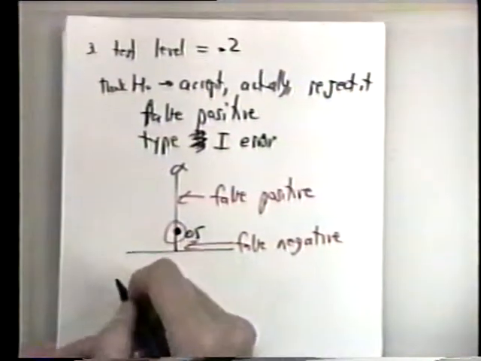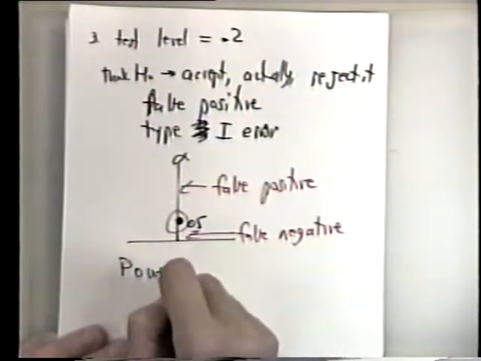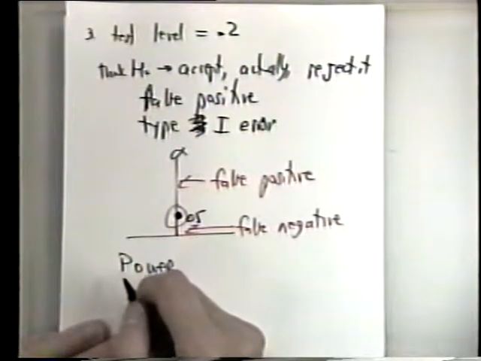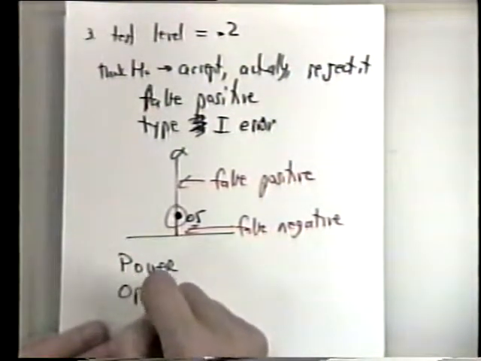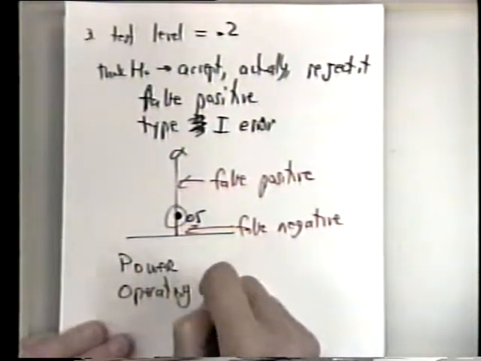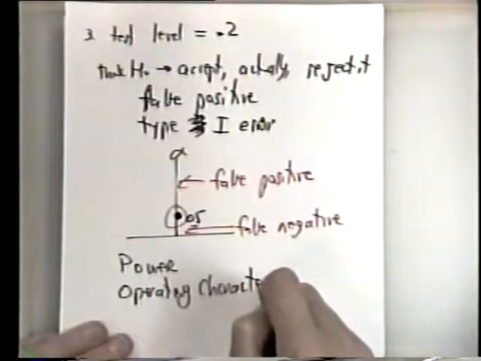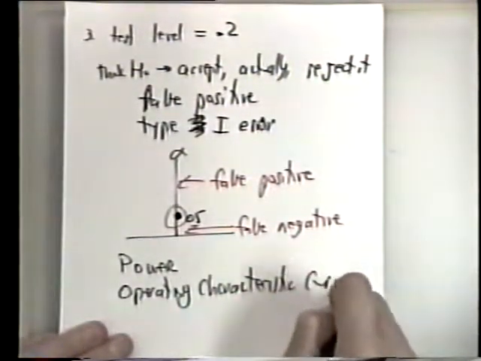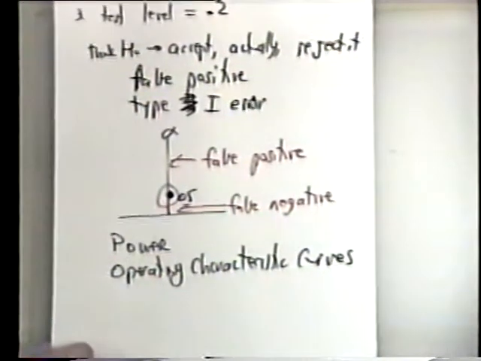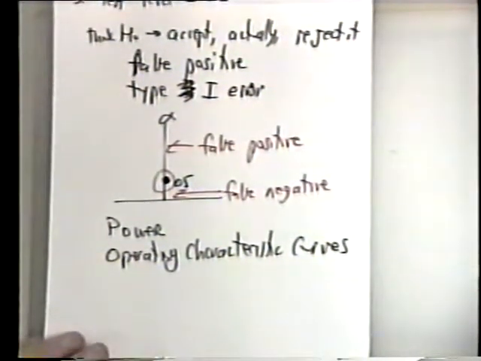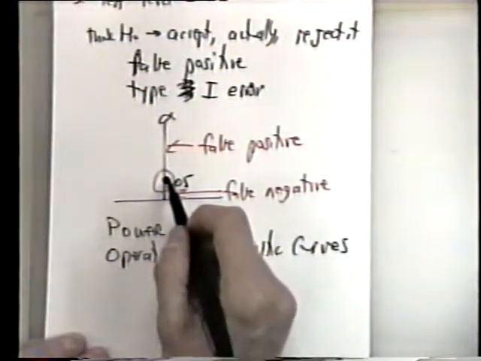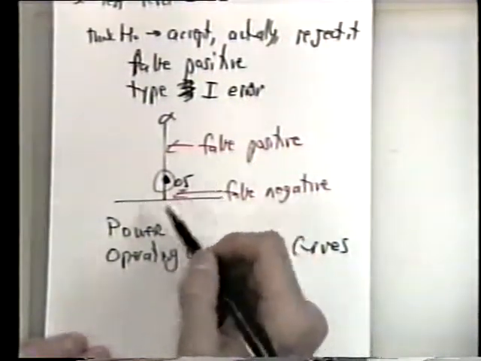This is also related to something called the power of a test, or operating characteristic curves, which tells us how many type 1 and type 2 errors happen. When I'm more cynical about this, I think we pick 0.05 because we're too lazy to do enough experiments to get it more accurate.